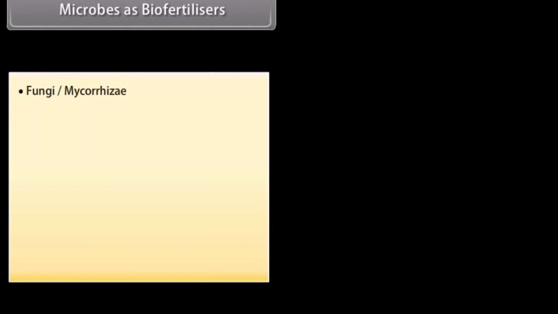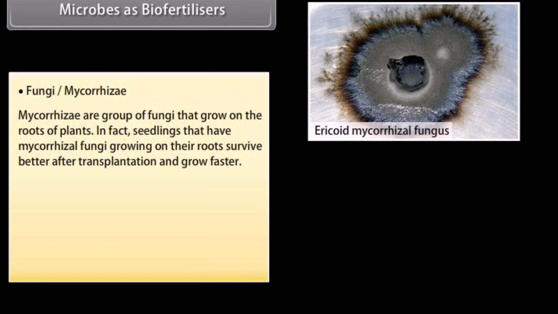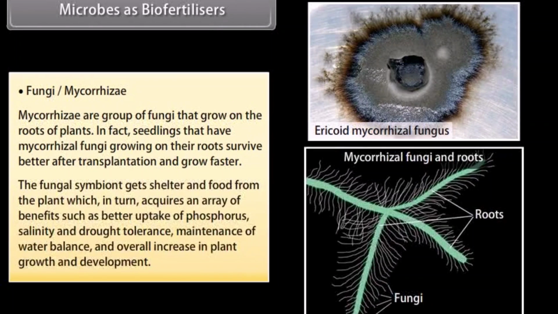Fungi or mycorrhizae. Mycorrhizae are a group of fungi that grow on the roots of plants. In fact, seedlings that have mycorrhizal fungi growing on their roots survive better after transplantation and grow faster. The fungal symbiont gets shelter and food from the plant, which in turn acquires an array of benefits such as better uptake of phosphorus, salinity and drought tolerance, maintenance of water balance, and overall increase in plant growth and development.